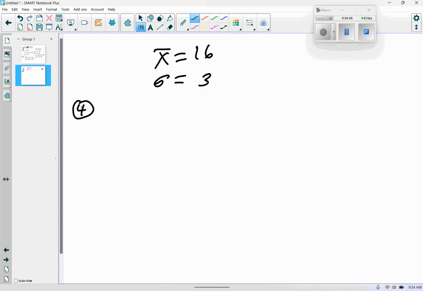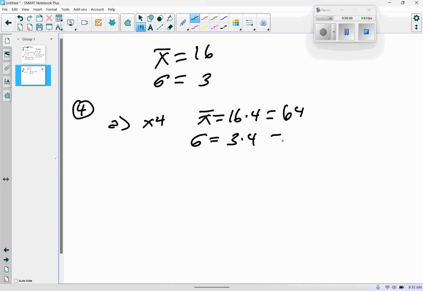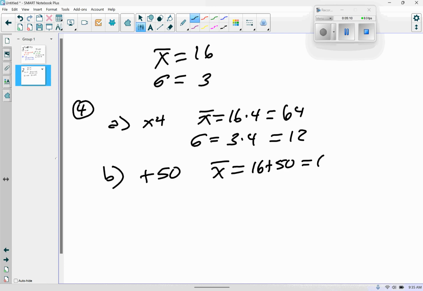All right. Problem number 4, doubling every score. So I take the mean, 16 times 4. So that's 64. Standard deviation is going to be 3 times 4, which is 12. Then B, add 50 to each score. So the mean becomes 16 plus 50, which is 66, and the standard deviation stays the exact same.